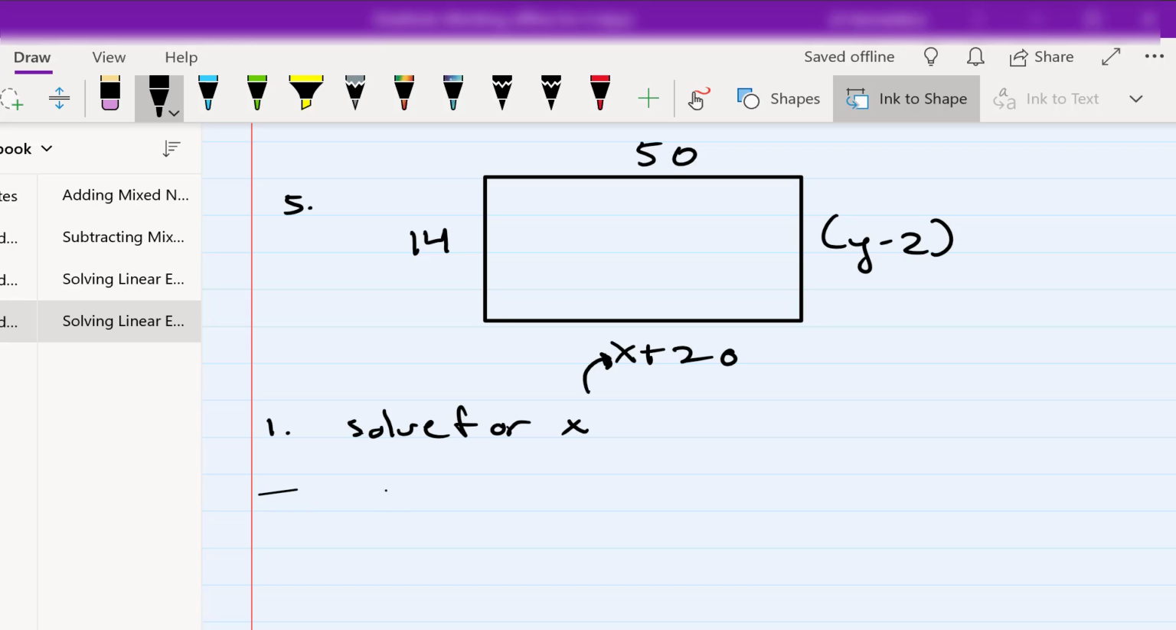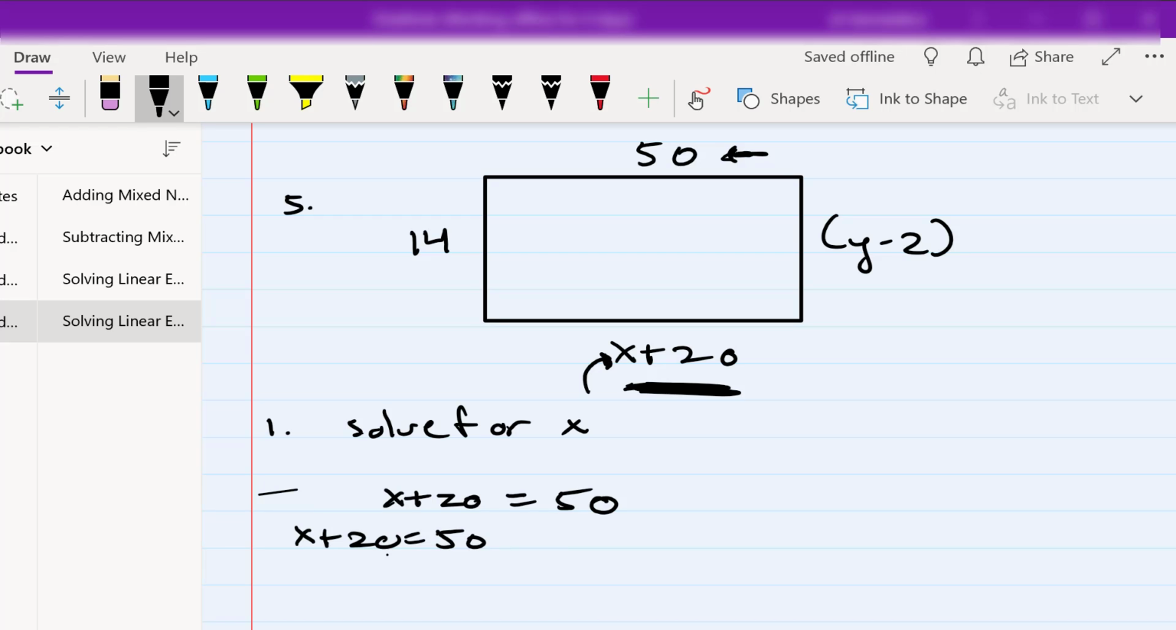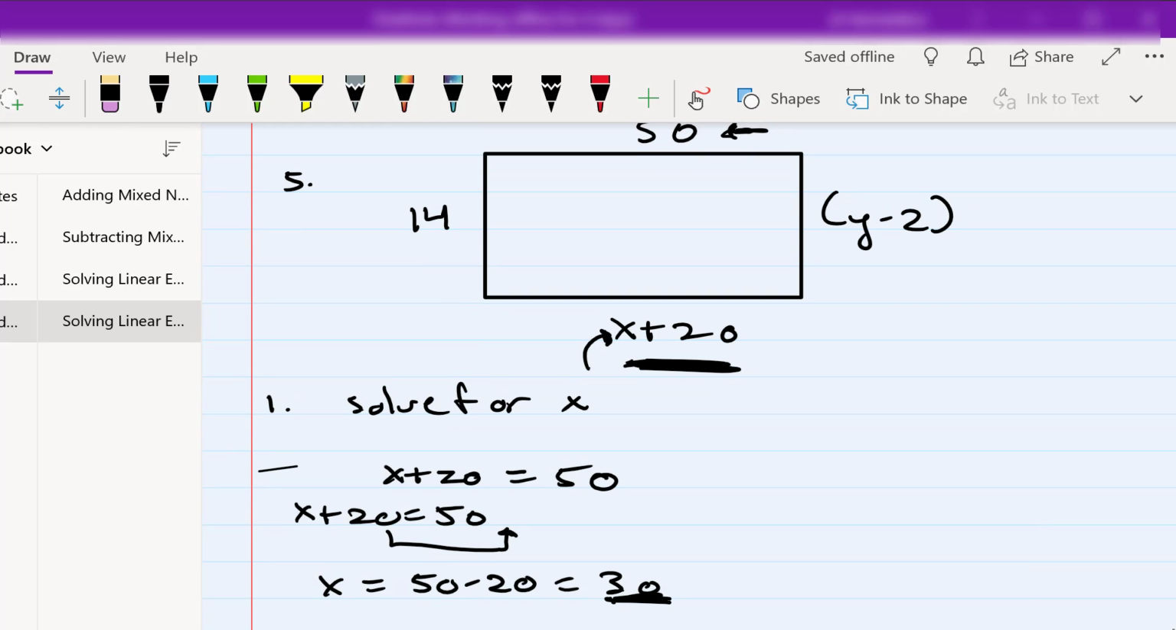Well, we can write this equation as x plus 20 equals 50, since this side is x plus 20, and it must equal this side here, which is 50. So we have x plus 20 equals 50. We bring the 20 onto the right-hand side. That's going to become minus 20. So we have x equals 50 minus 20, or x equals 30. Therefore, x equals 30 units, or 30 centimeters, or 30 inches.